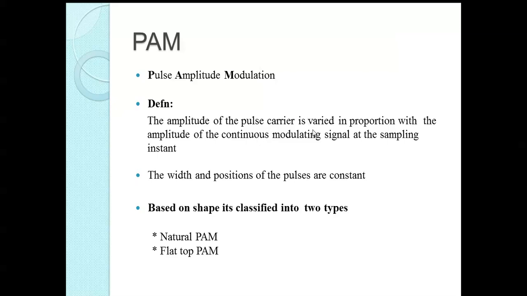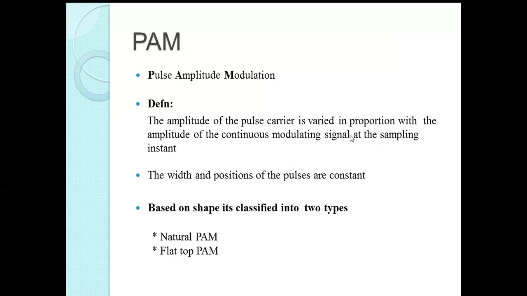The definition deals with the amplitude changing while the width remains constant. The amplitude of the pulse carrier is varied in accordance with the amplitude of the continuous modulating signal. The modulating signal is nothing but your message signal. The message signal, in accordance with the carrier signal, which is a pulse train, is used to modulate. Only the amplitude alone is varied, while the width and position of the pulses are constant; you call it pulse amplitude modulation. So the width and position will be constant.